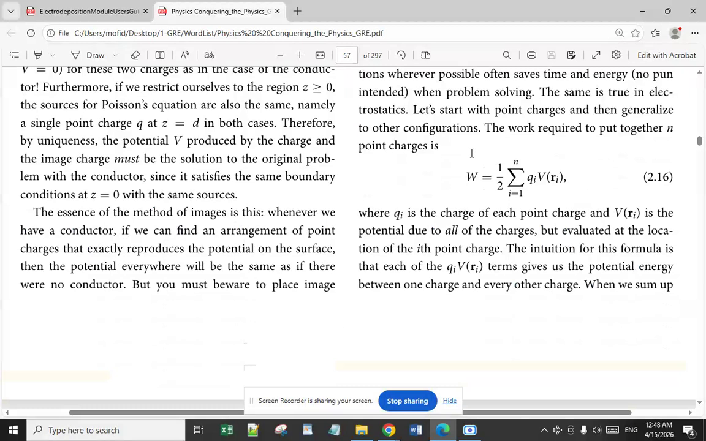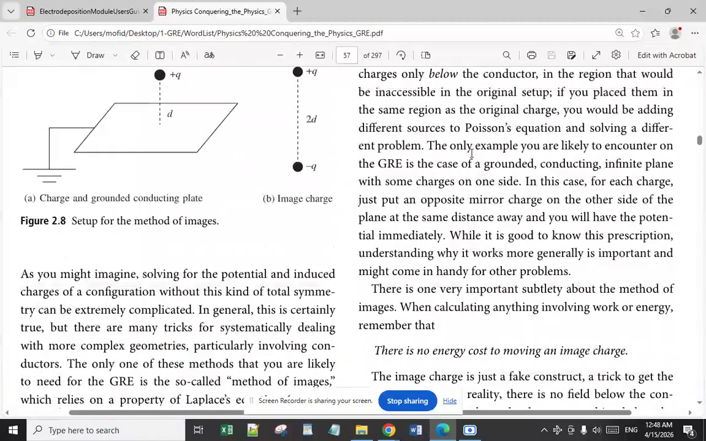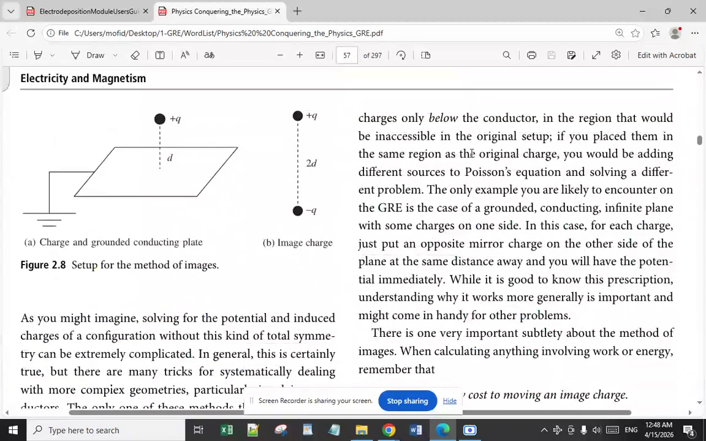The essence of the method of images is this: whenever we have a conductor, if we can find an arrangement of point charges that exactly reproduces the potential on the surface, then the potential everywhere will be the same as if there were no conductor. But you must beware to place image charges only below the conductor, in the region that would be inaccessible in the original setup. If you place them in the same region as the original charge, you would be adding different sources to Poisson's equation and solving a different problem.